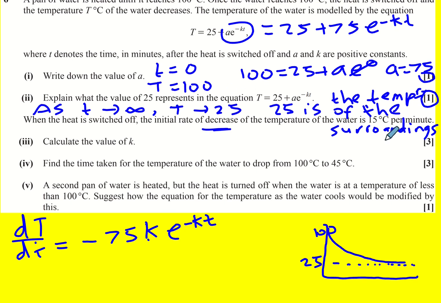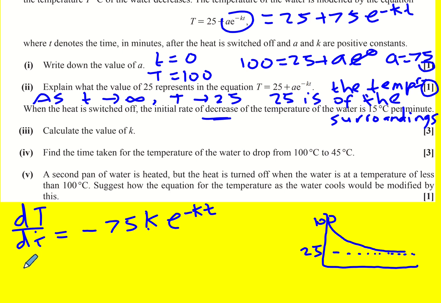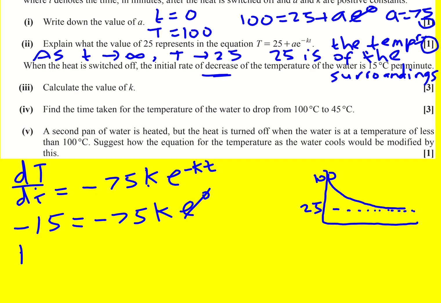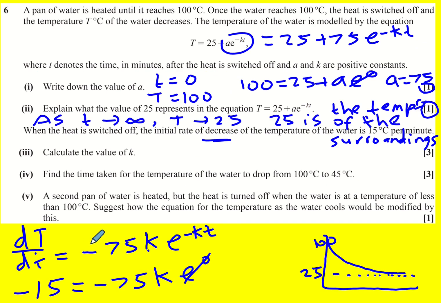So I know the initial rate of decrease is 15 degrees Celsius. So a decrease means it's going to be negative. So I can write down that minus 15 equals minus 75k e to the 0 again. This just is 1, so I can ignore it. So then I'm going to get that k is a fifth, or 0.2. I think I'm going to write it as a decimal here. So I can now update my equation again, and I've got that T is 25 plus 75 e to the minus 0.2t.